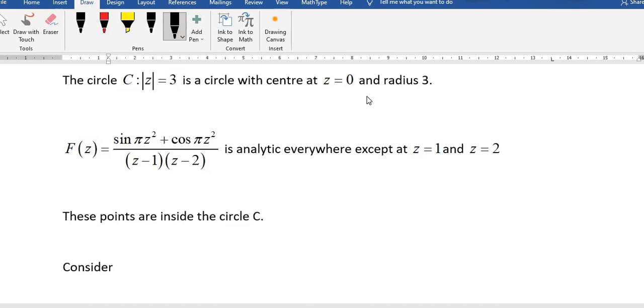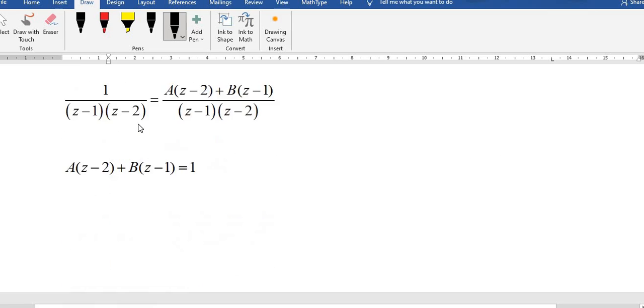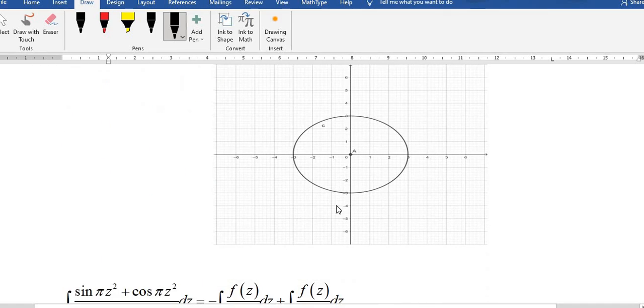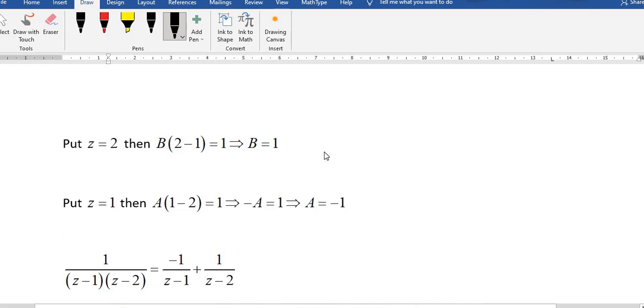Observe our contour. This is our contour. The point z equal to 1, that is this point, lies inside the contour. Z equal to 2 also lies inside the contour.